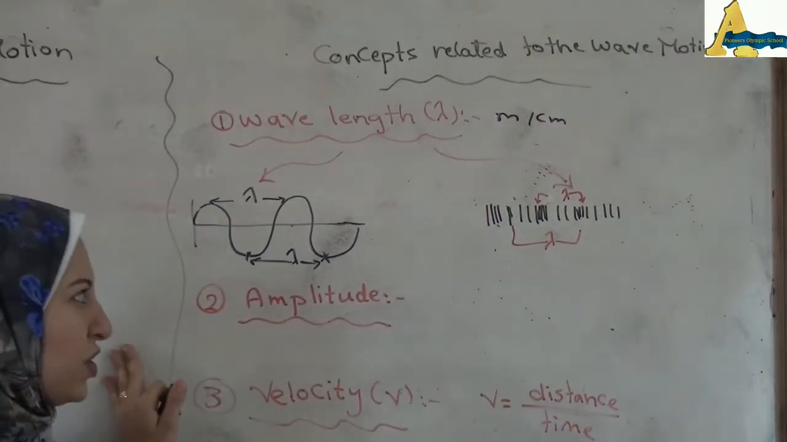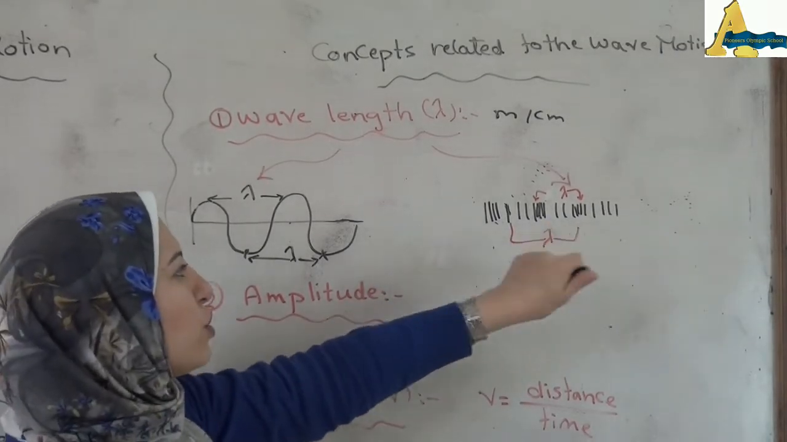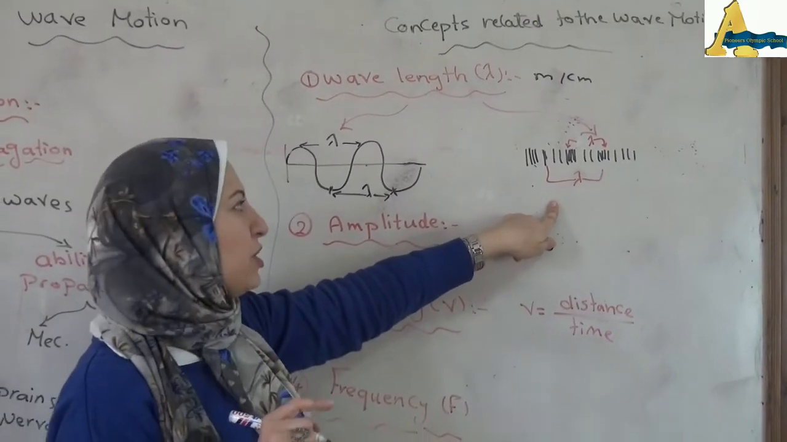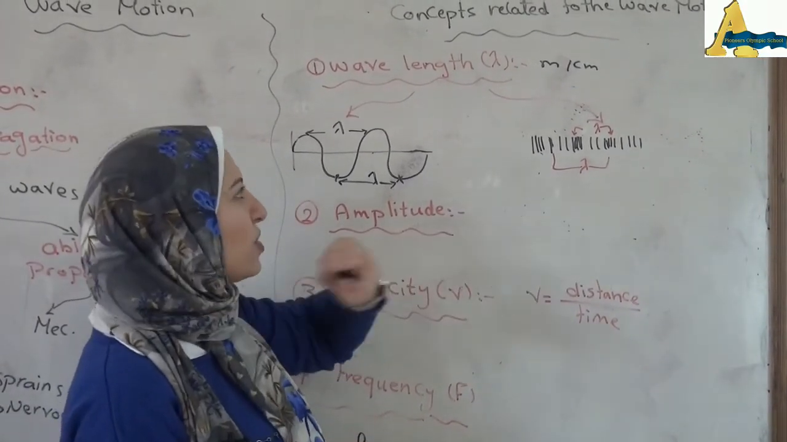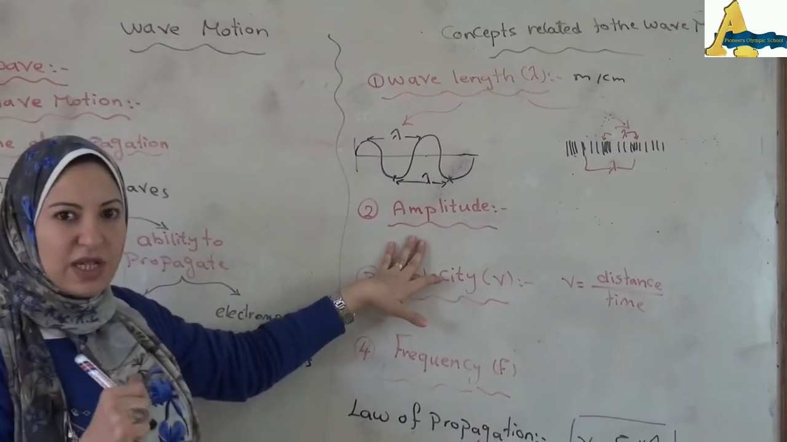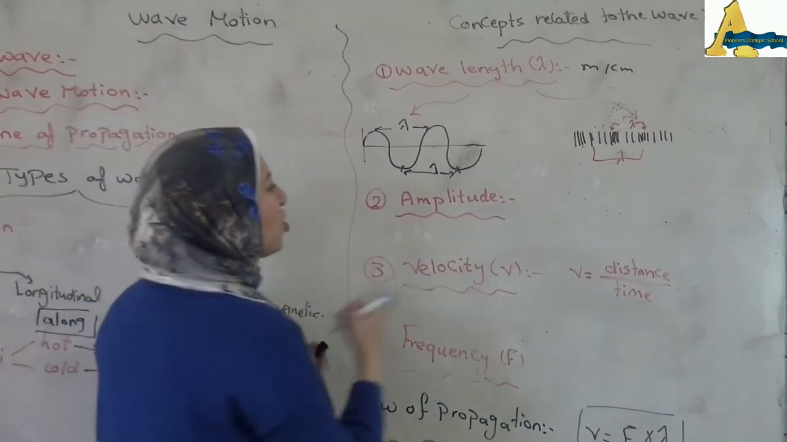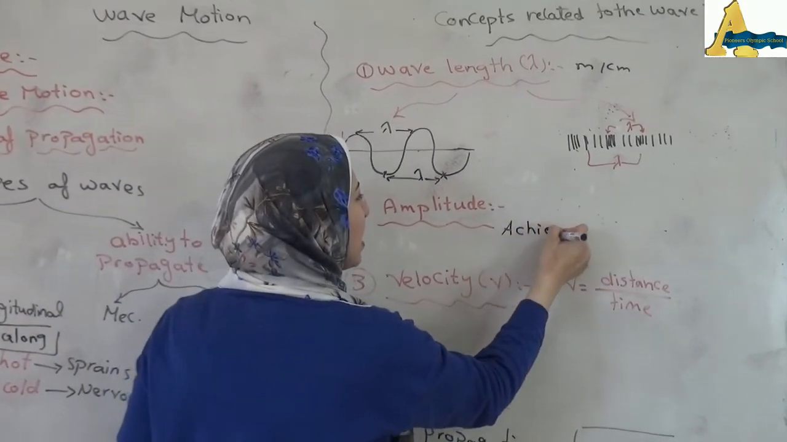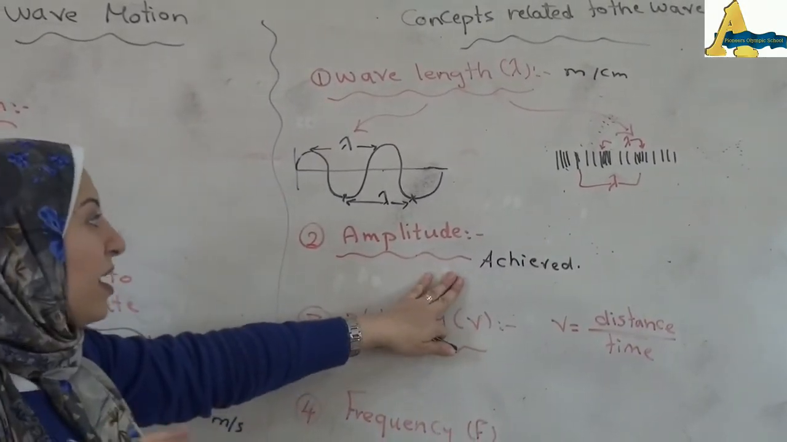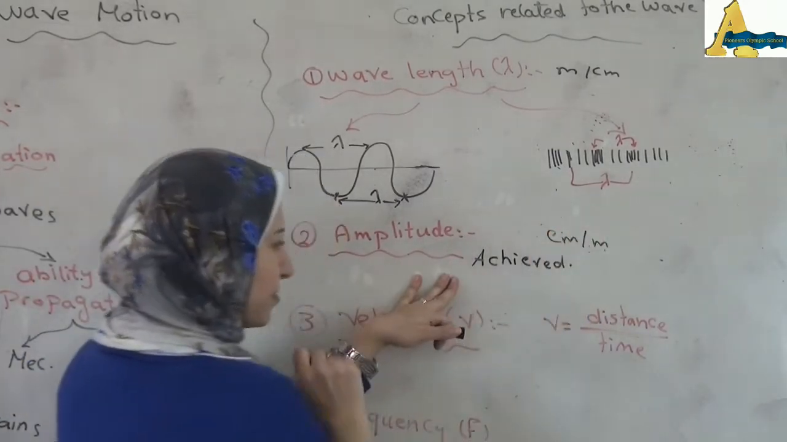The wavelength for the longitudinal wave is the distance between the centers of 2 successive compressions or the centers of 2 successive rarefactions. Also, it's measured in meters and centimeters. Number 2, the amplitude. As we said in oscillatory motion, it's the maximum displacement. Here it will be the maximum displacement achieved by the medium particles away from their rest points. It is also measured in centimeters or meters.